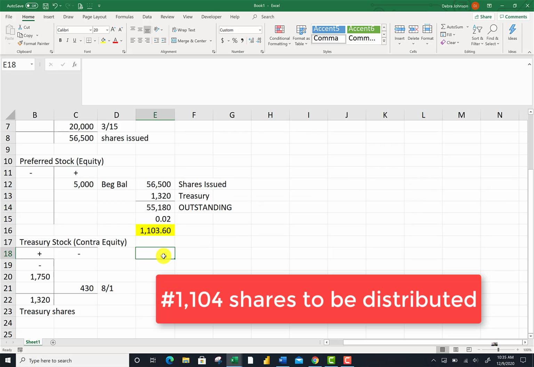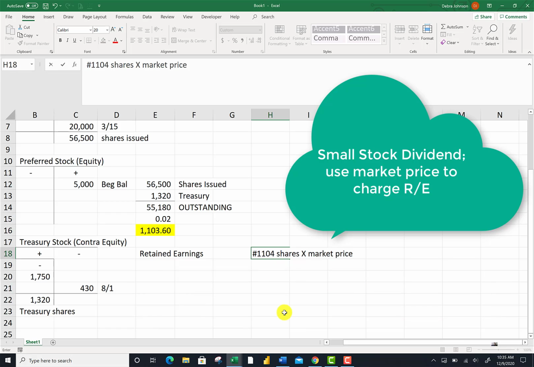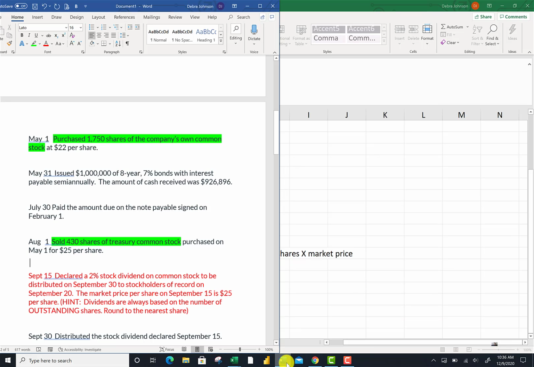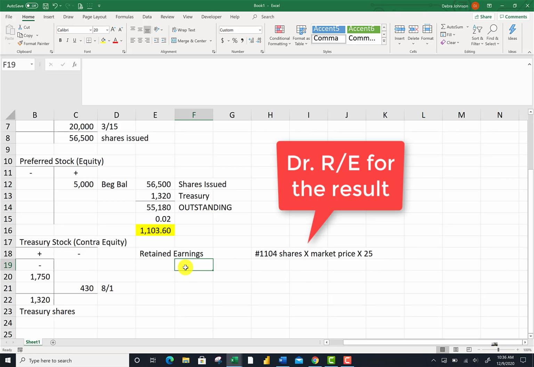How do you record any kind of dividend? On the date of declaration, you have to set aside enough retained earnings to cover the amount of the stock dividend. Since there are 1,104 shares, you would multiply by whatever the market price was on that date. Let me go back to my Word document for a second. It says the market price on that date was $25 per share. So the debit will be to retained earnings for whatever that comes out to be.